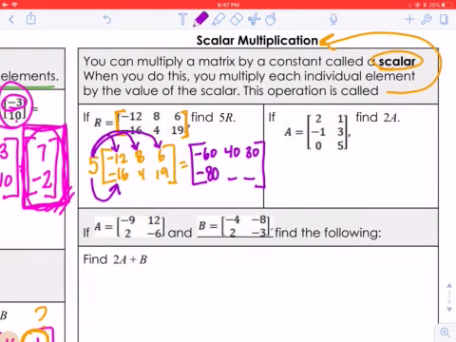The same thing's going to be true when you do 2a. You just multiply the 2 times everything in there, and you're going to get your product out. All right, so scalar multiplication is exactly the same as distribution. If a number's on the outside, it goes into each of the different pieces.